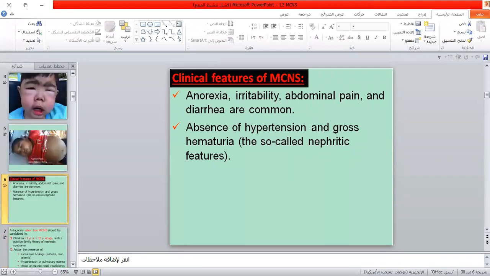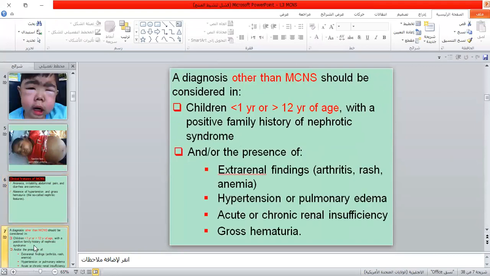إذن manifestation of the nephrotic syndrome هي الإديمة، ويمكن يصير anorexia, abdominal pain, and diarrhea. There must be absence of the hypertension and the gross hematuria. Diagnosis other than minimal change nephrotic syndrome should be considered in. يعني مو كل واحد إديمة وبروتينيوريا يجيني أقول this is minimal change nephrotic syndrome. إذا عندي ثاني feature جايات I must consider other than minimal change nephrotic syndrome.